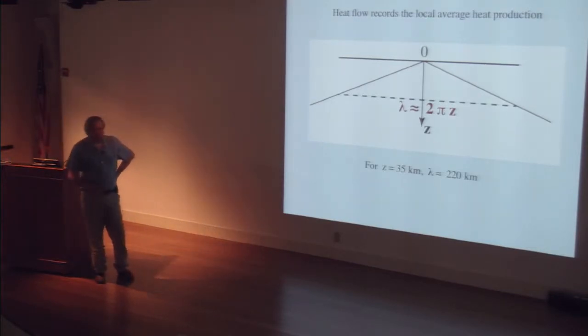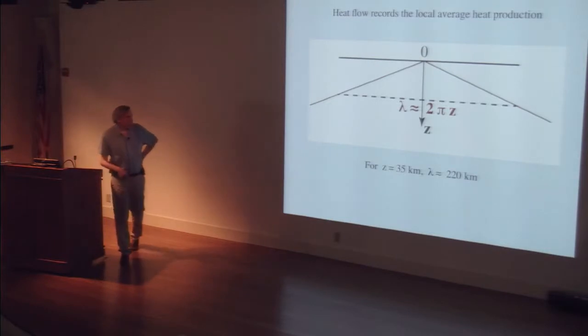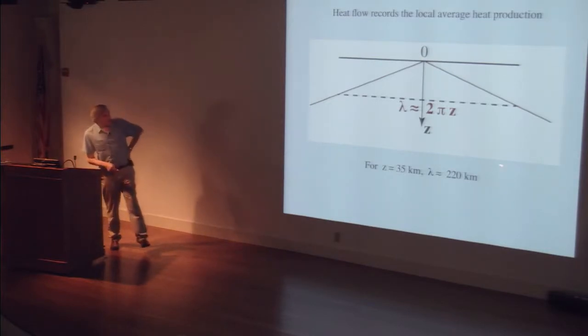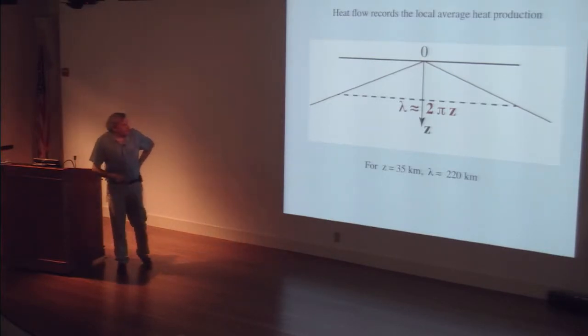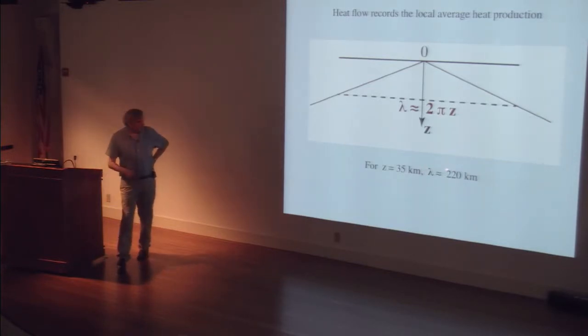So if you convert numbers, that's something which is important. If you look at a crustal thickness of 35 kilometers, then a heat flow measurement here tells you something about the average heat production over a scale of about 220 kilometers at the base of the crust. If you make one measurement here, it may not be that the lower crustal heat production varies on that scale, but because you don't know that, you have to account for the fact that it might be varying on that scale.